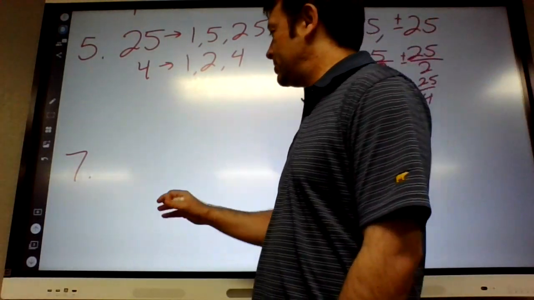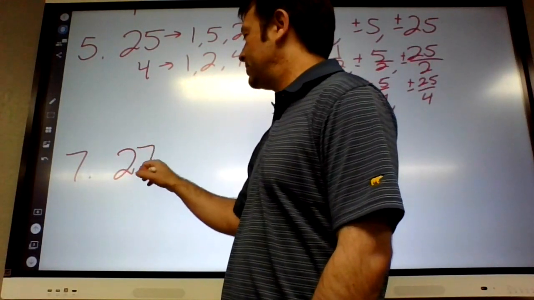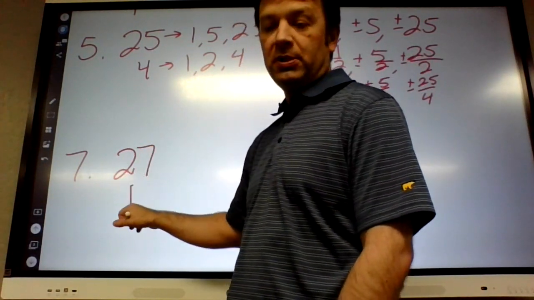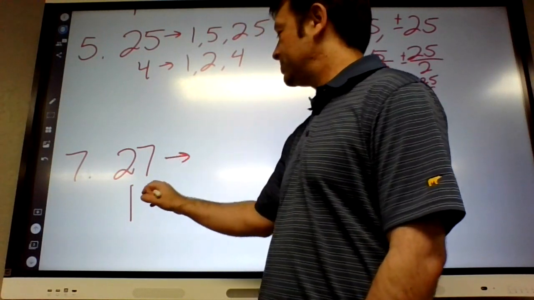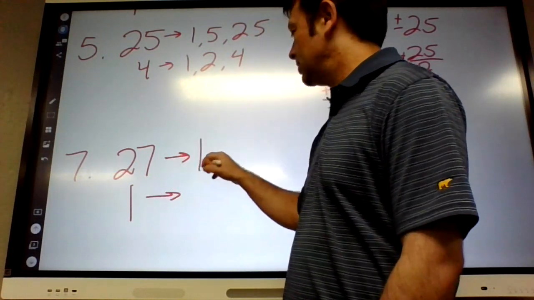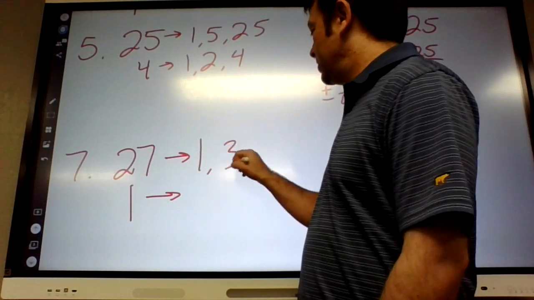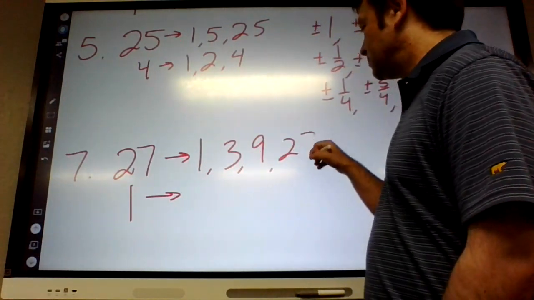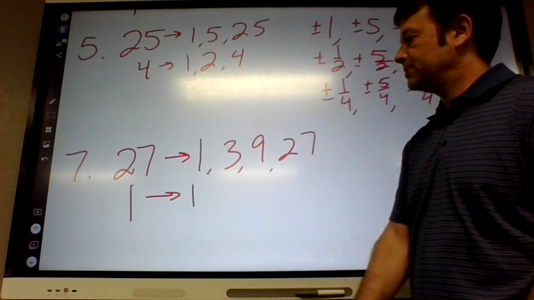Okay, 7 is factors of 27 over factors of 1. You guys know what goes into 27? 3 and 9, and 1 and 27. And that's it.